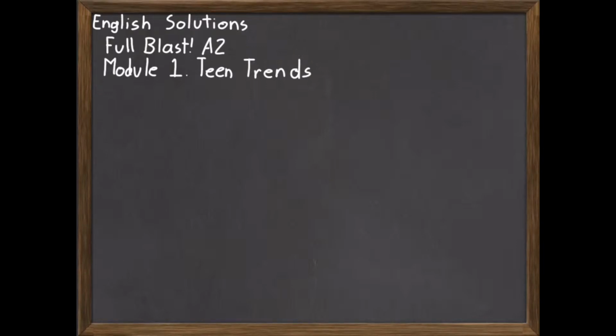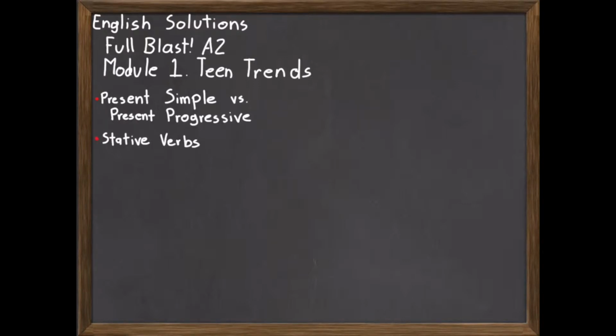Today we will be looking at a couple of different topics that have to do with Module 1. First one is the present simple against the present progressive and how each of these is used and what's the difference between these two verb tenses. Another topic that we'll be looking at is stative verbs. What are they and how do we use them?